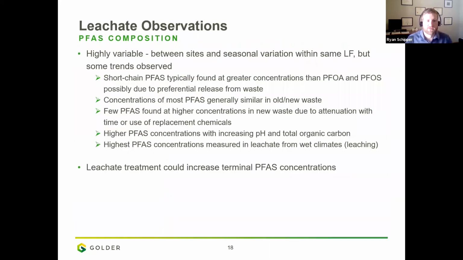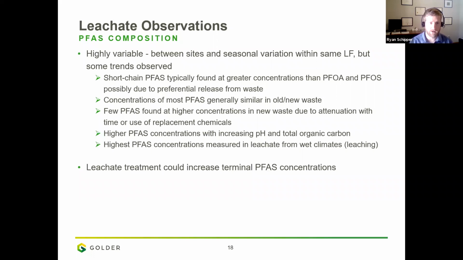Some of the leachate observations, as you could see in the previous slide, are highly variable. PFAS concentrations differ between landfills, but there can also be very big variation within the same landfill. There are some trends observed. The short chain PFAS are typically found at greater concentrations, which is possibly due to the preferential release from the waste. Concentrations of most PFAS are generally similar in old and new waste.